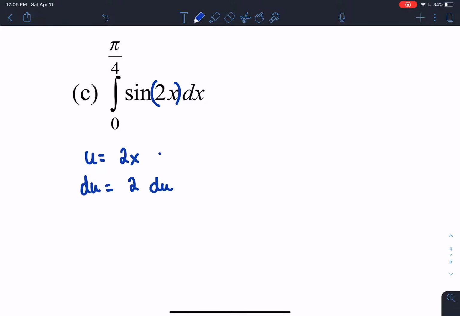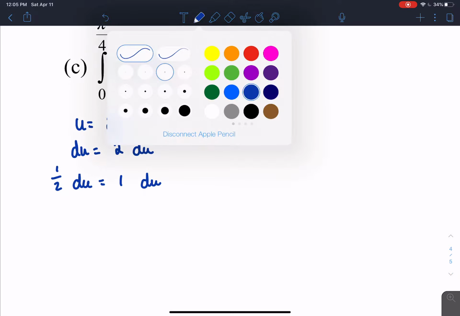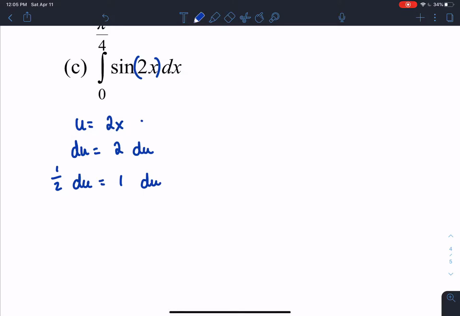Now you have one sine of 2x dx. So to make that, we really need 1 du instead of 2 du. All right, so I'm going to make this 1/2 du equals 1 du. Okay, so now everything is the same. So when I rewrite my problem, it's going to be 1/2 integral of sine of u du.